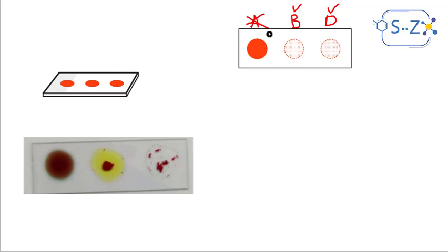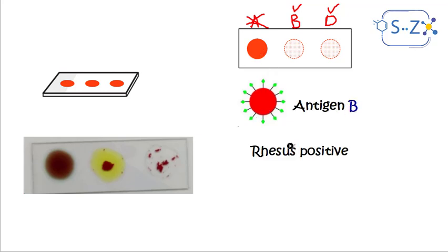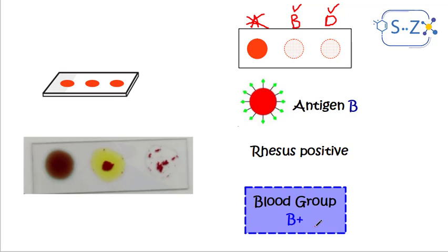So, after this interpretation or analysis, we conclude that the red blood cells have antigen B on their surface, no antigen A, and in addition, it is rhesus positive because there is the rhesus antigen. In this case, the blood group will be B+.